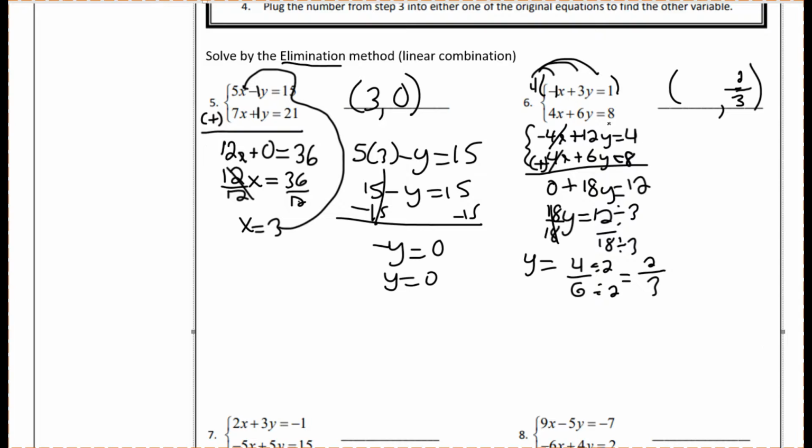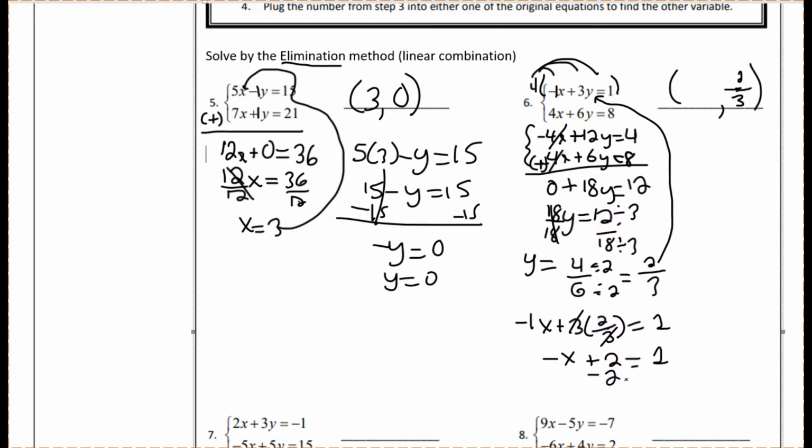Now we need to find x. So we need to plug this into any of the equations. I'm going to plug it into the top one for y. So we have negative 1x plus 3 times y is equal to 1. Notice that the 3's cancel out here, and we're left with negative 1x plus 2 equal to 1. Now we can subtract 2 on both sides. So we have negative x equals negative 1, so x is equal to 1.